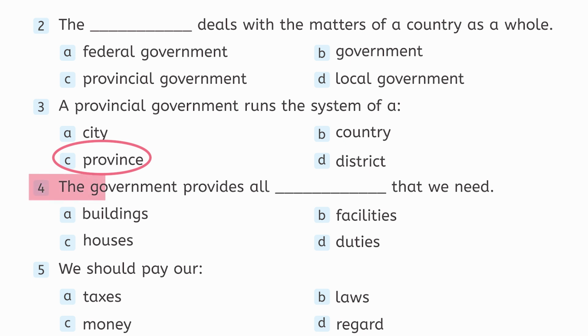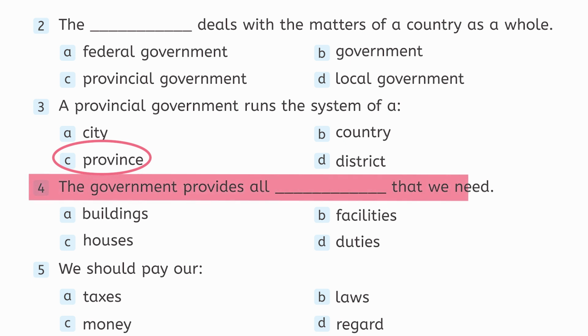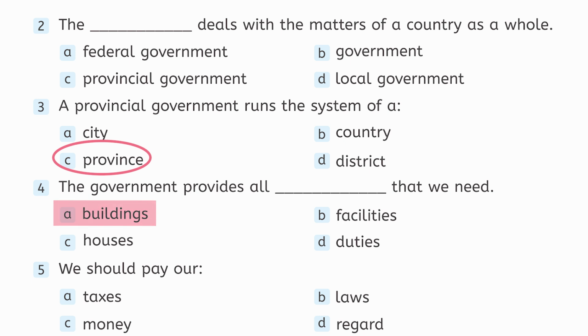And next we have, the government provides all dash that we need. Option A buildings, option B facilities, option C houses, option D duties. So the correct option is option B, facilities. The government provides all facilities that we need.